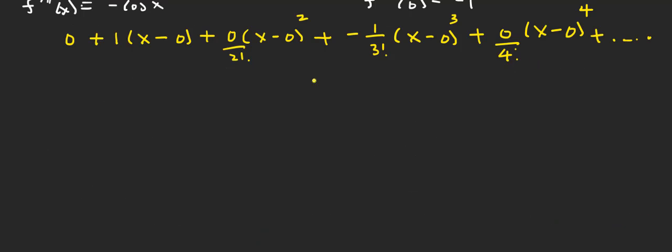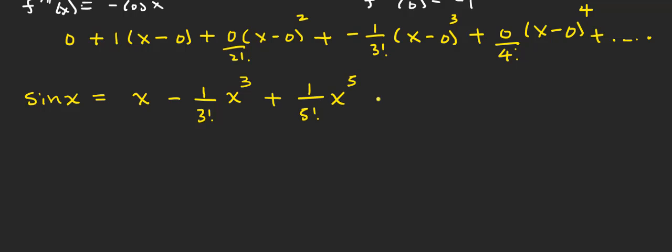So following this pattern, we could see that sine x is x minus 1 over 3 factorial times x cubed plus 1 over 5 factorial x to the fifth minus 1 over 7 factorial times x to the 7 plus 1 over 9 factorial times x to the 9 minus, and so forth.